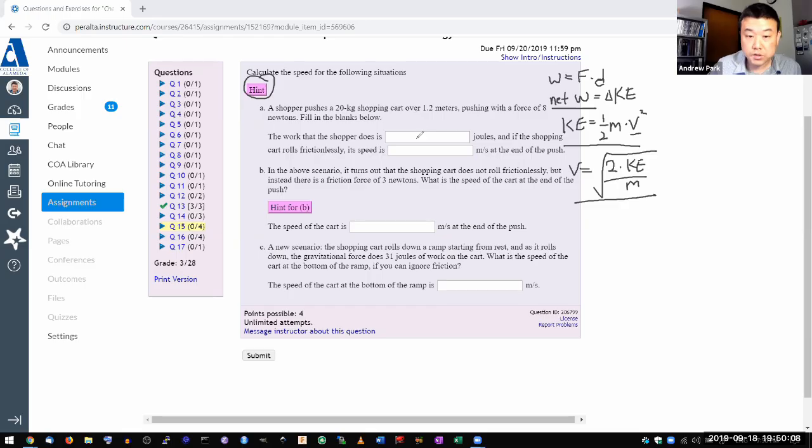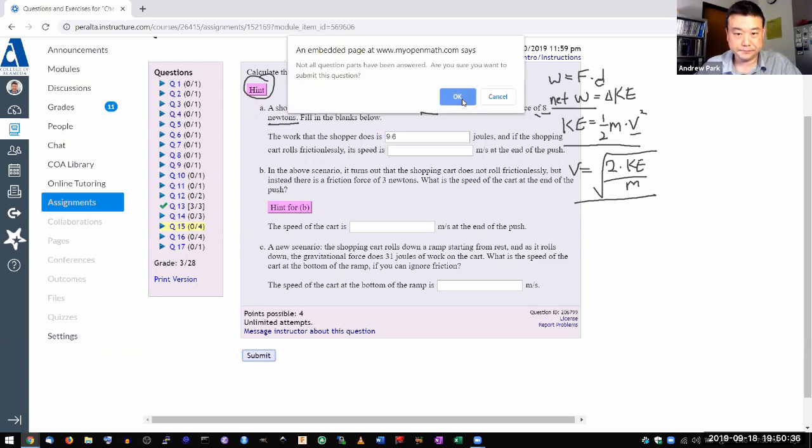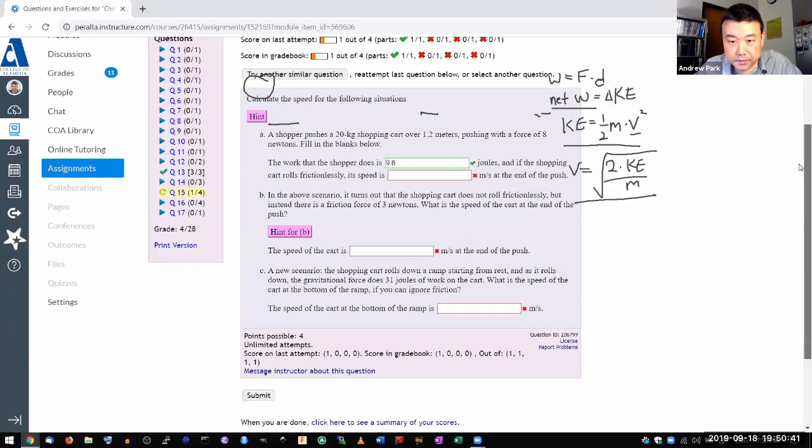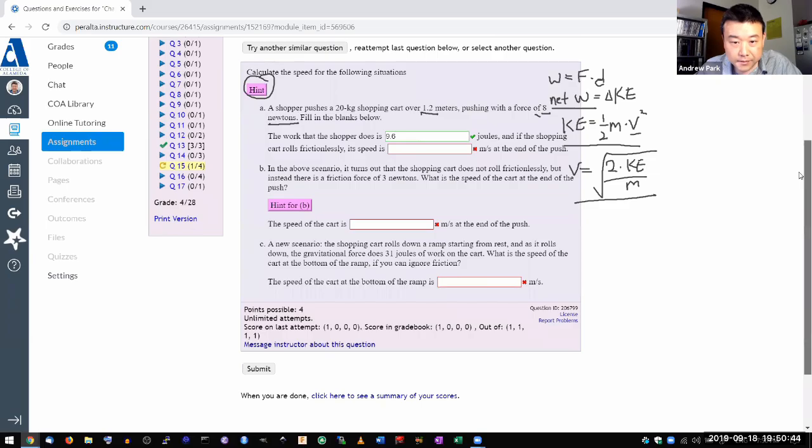So the question gives me the amount of force that the shopper is applying, 8 newtons, over the distance, 1.2 meters. So that gives me a way to calculate the work that the shopper does. And that amount of work done is 8 times 1.2. I think I can do that in my head. So that'll be 9.6 joules. Well, let's check. Good. Let me scroll down, line it up. Am I lined up? Okay.